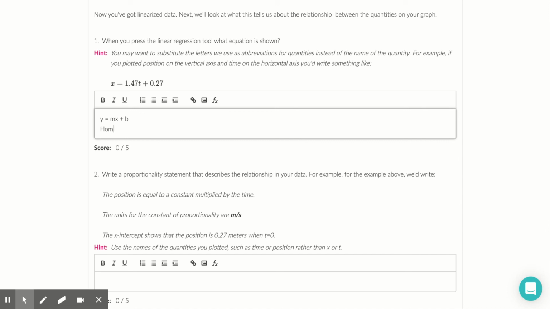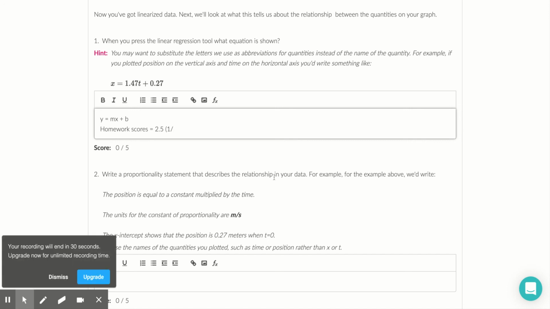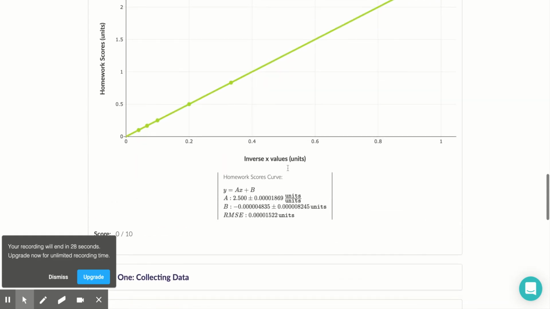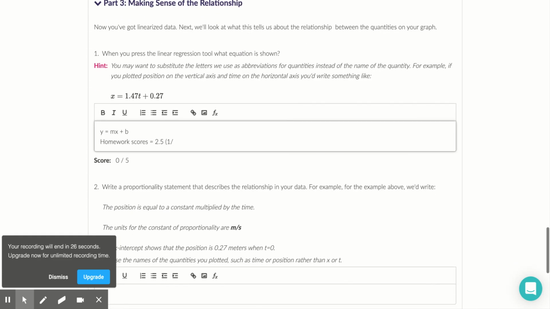So homework scores is equal to, the slope from our line was 2.5 times the x values, which was 1 over the x, was the video game hours, right? The time spent. So video game hours here.